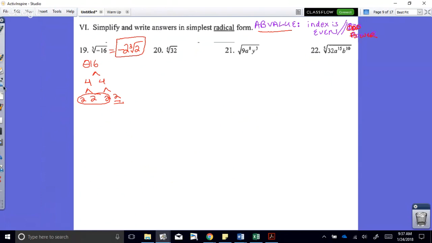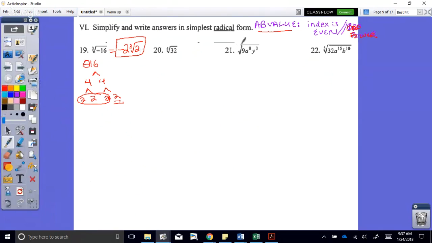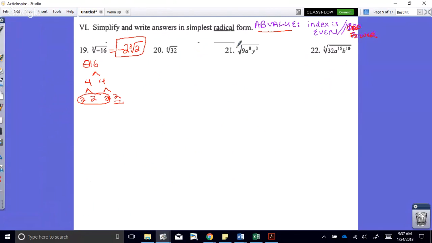Okay, 20, I'll let you do. You're doing the same process, but looking for groups of 4. And if you don't see an index, it's a square root, so we've got an even index, possibly absolute values, and groups of 2. So I'm going to take 9. 9 is 3 times 3. I have a group of 2 3s.